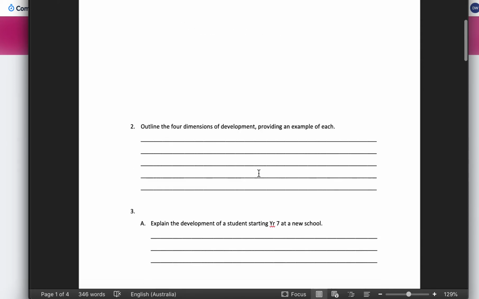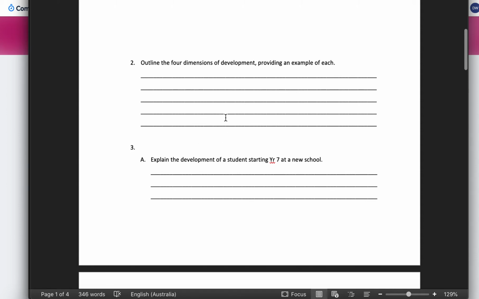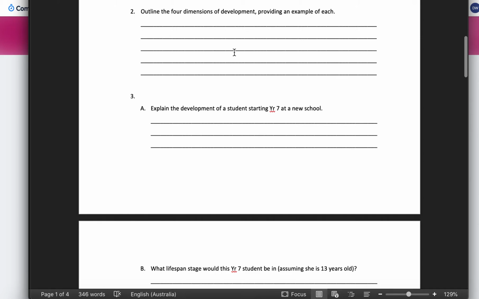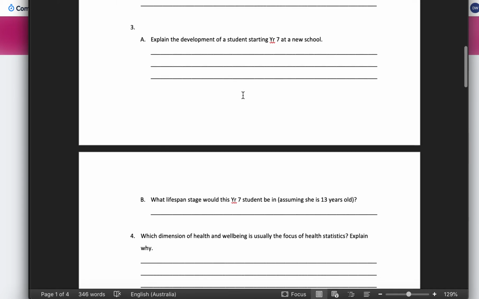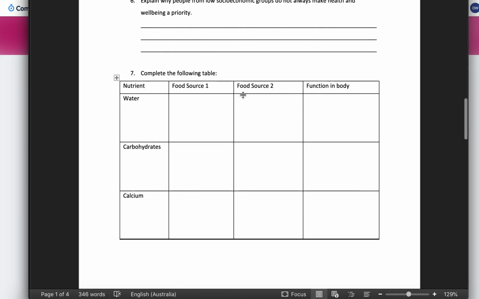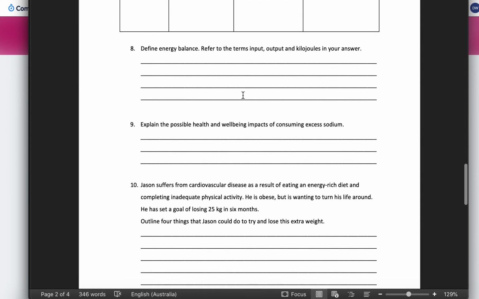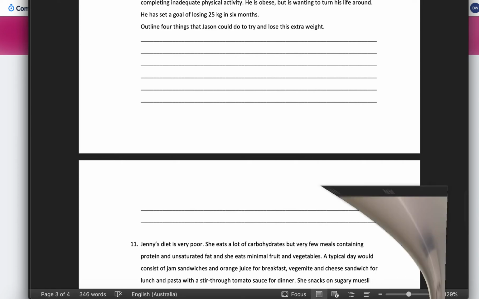So creating a little bit of a mind map is going to be helpful, outlining some dimensions of development, how we develop. Yeah, so going through each of these questions is really important in terms of understanding what you're going to need to know for the upcoming exam.